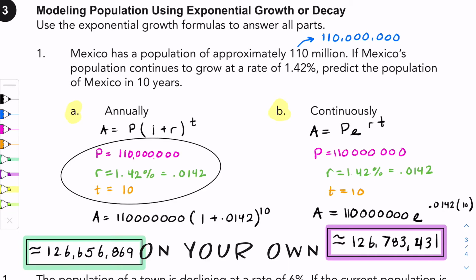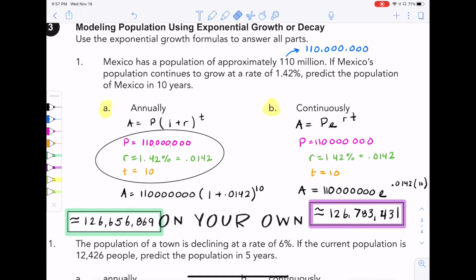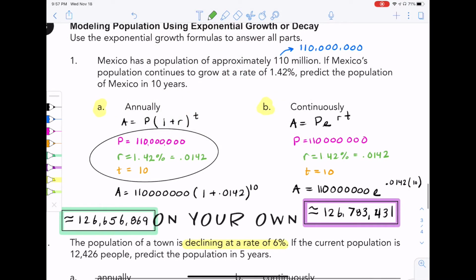All right, and for the on your own section, I'm just going to put my answer on the screen here. I think we've gone through quite a few of these examples. There's one thing I just want to point out on the on your own section. For the town population, it's declining at a rate of 6%. So when you check out my answer, you're going to notice that declining means that it is subtracting. So the rate is actually decreasing.